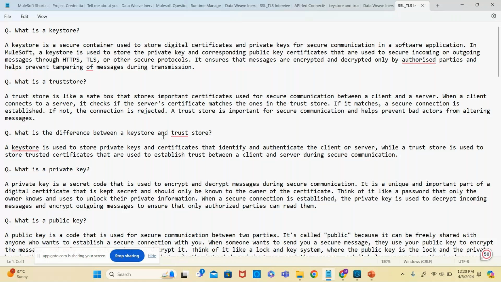See, I am telling what a keystore is. A keystore is a secure container where you will be storing certificates and private keys. That is enough. Why is it used? To secure your services. Exactly.